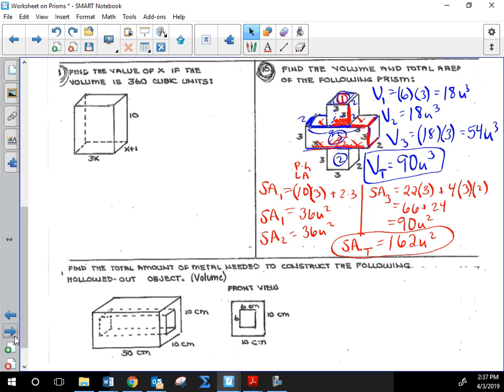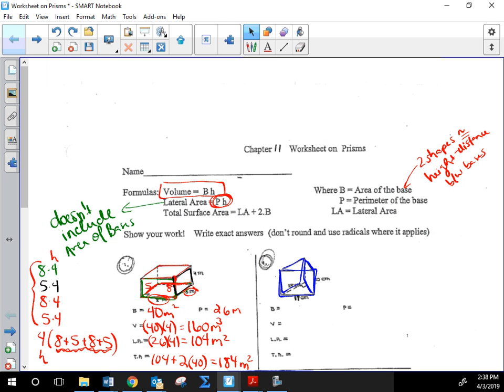Is there anyone that did not get the cylinders worksheet? Everyone got it? Alright. So, what I love about cylinders is it's really just the same formula as it is for our prisms. For our prisms, our volume was area of the base times height. Our lateral area was perimeter times height. Surface area is just our lateral plus 2 bases.